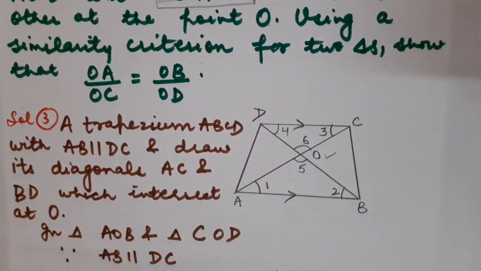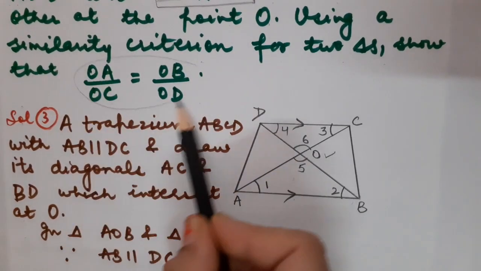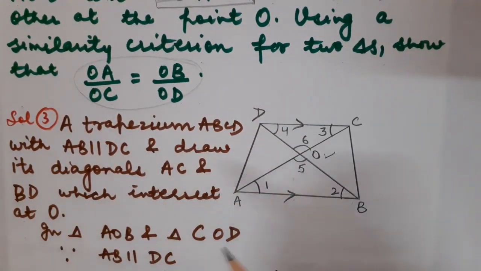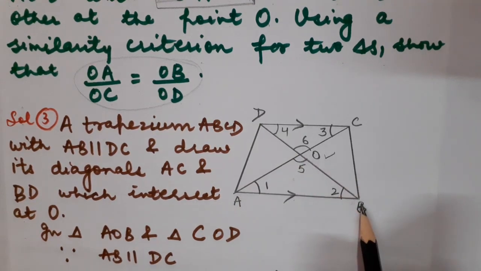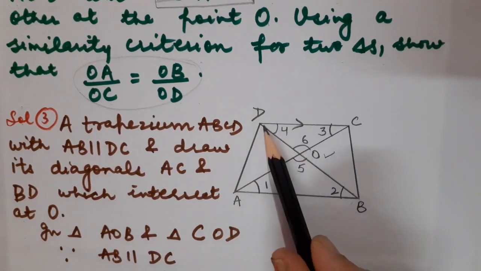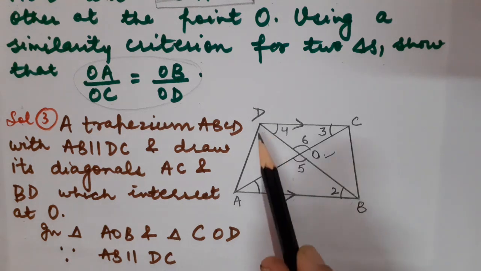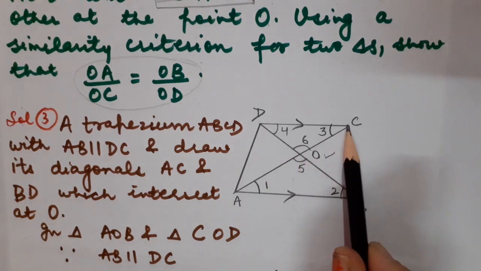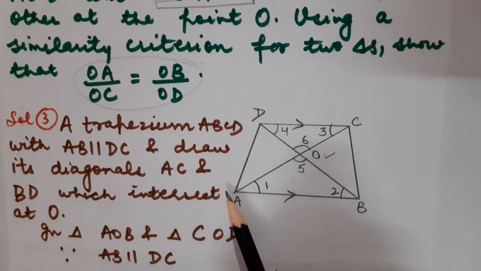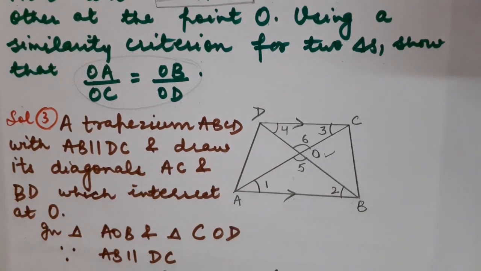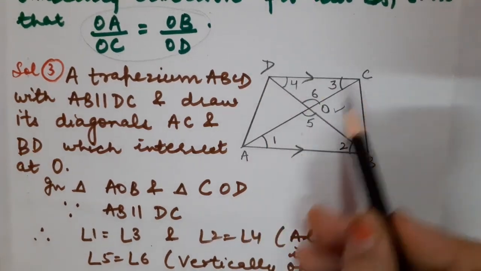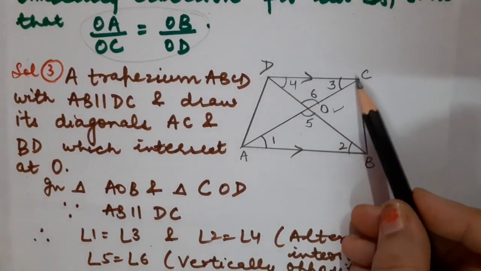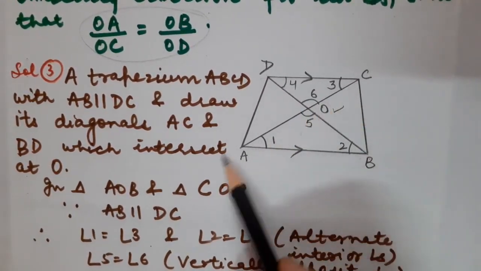So can you judge which particular triangle I have to take so that I can reach these particular sides? Yes, I have to take triangle AOB and triangle COD. Why have I not spoken DOC? There is a reason again, which I am going to explain just now. Fine. AB is parallel to DC, so it means AC will act as a transversal.